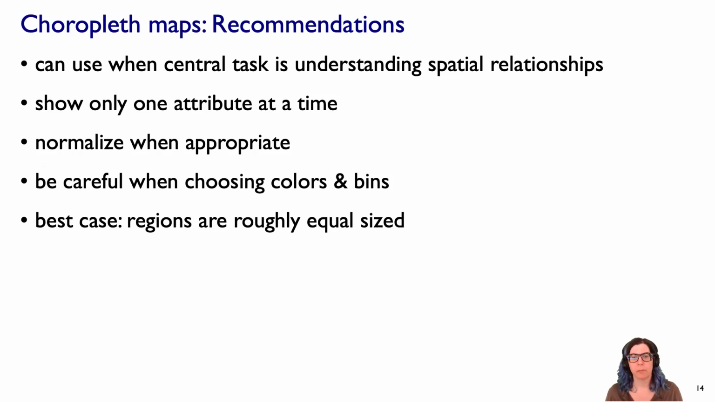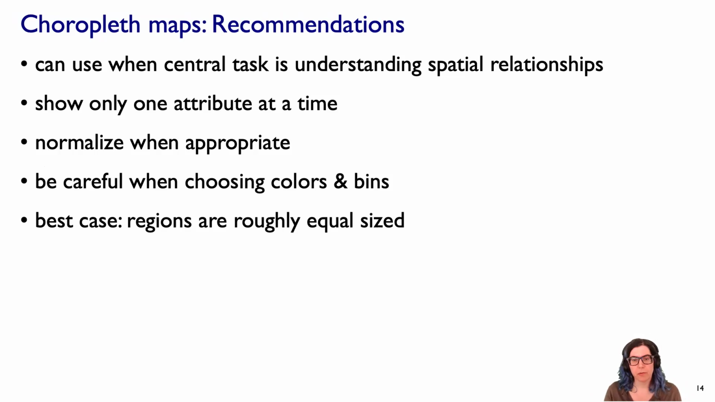So with choropleth map, well, we can definitely use it if we need to understand spatial relationships. Notice how we're only seeing one thing at once. We are color coding, right? We're using all of hue and saturation and luminance to show one attribute at a time. Be very careful to normalize when that's appropriate. Think hard before you don't normalize. You almost always do want to carefully consider normalization.